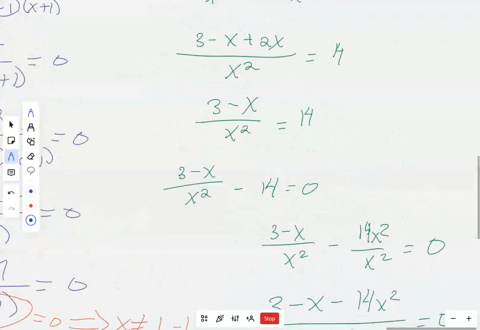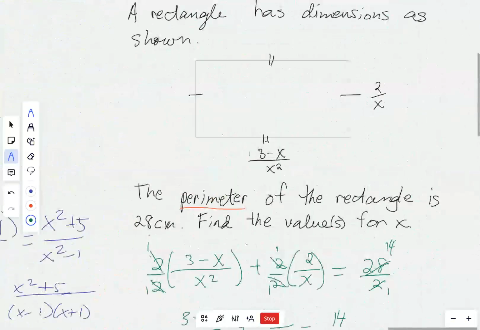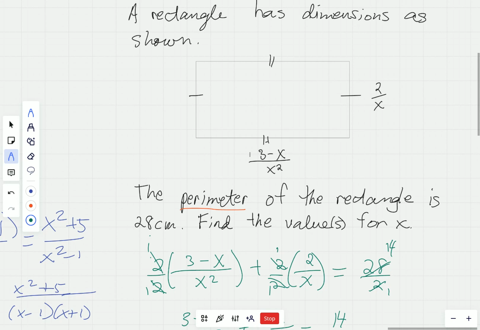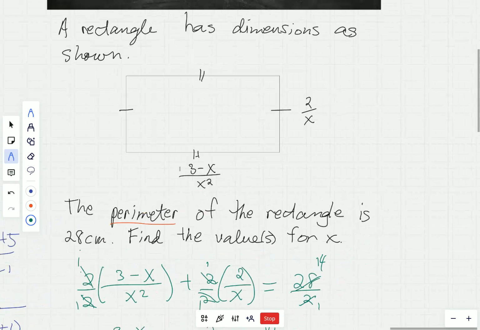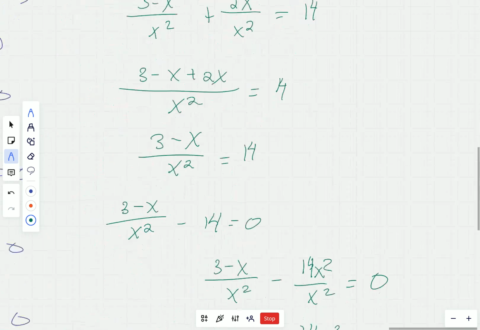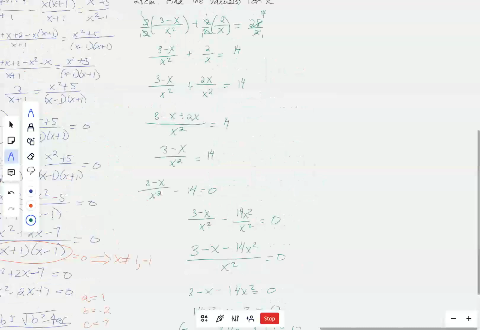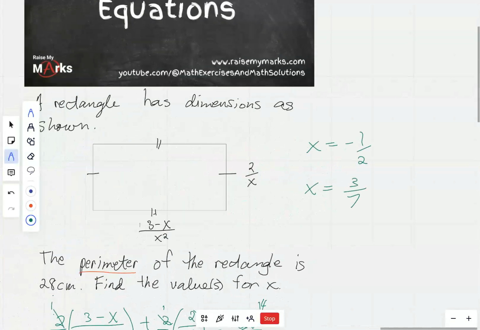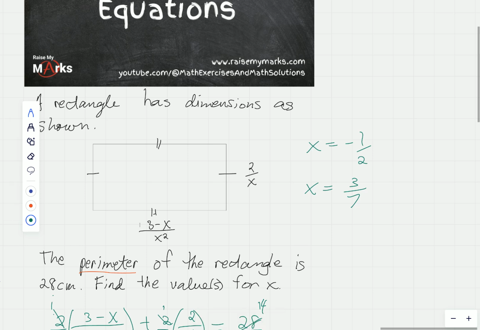All right, let's have a look here. We're going to scroll all the way back up and look at our original question. We have a rectangle with the following dimensions: the width is 2 over x, and the length is (3 minus x) over x squared. The values we found for x were negative 1 over 2 or 3 over 7. Let's go back down and check. Yes, 3 over 7. So we need to determine if both these values are possible, or if only one of them is possible, or none of them is possible.